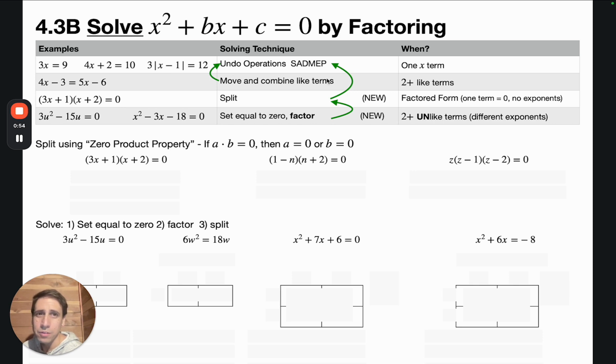And when do we do that? We do that when there's only one x term. Like here, there's only one instance of the letter x in all of these equations. You only see one here. It's going to be different for the ones we have here.